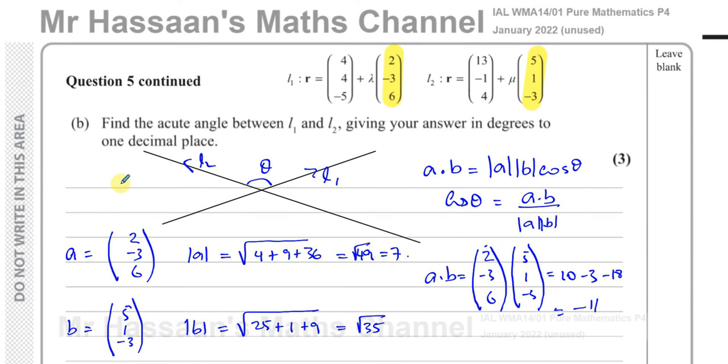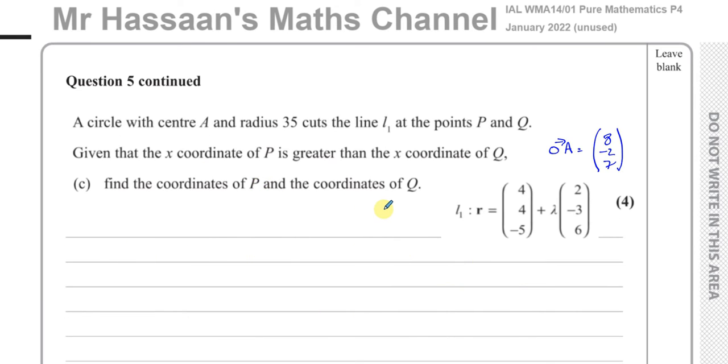Now we're going to go on to part C. Now part C says a circle with center A, and we know those are the coordinates of A, and radius 35 cuts the line L1 at the points P and Q. Given that the x-coordinate of P is greater than the x-coordinate of Q, find the coordinates of P and the coordinates of Q. Okay, now I'm just going to draw a random line.